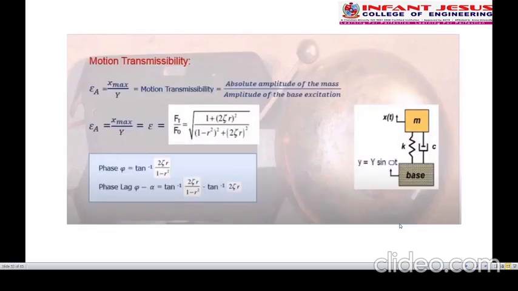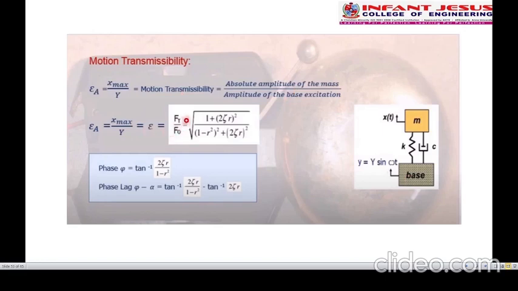Next, similarly, the formula for motion transmissibility. So eta equal to x max by y, the absolute amplitude of the mass, that is the device, divided by the base excitation, that is the source. So that ratio is the motion transmissibility.